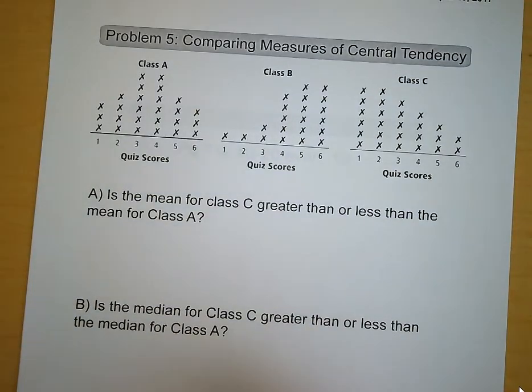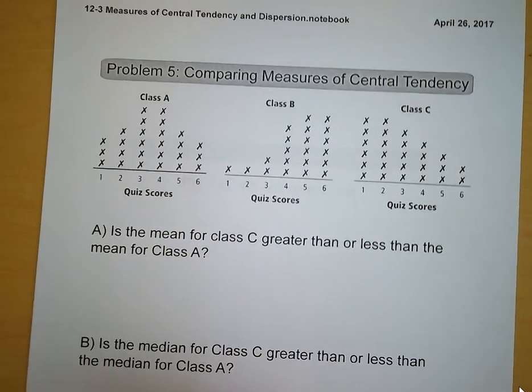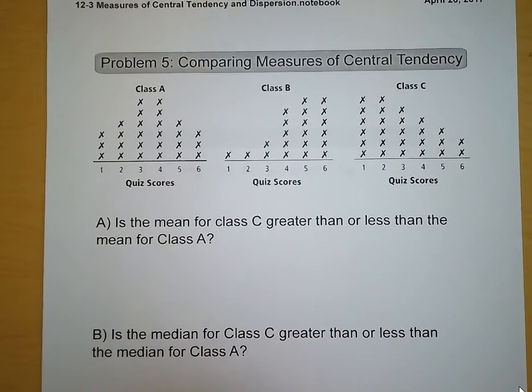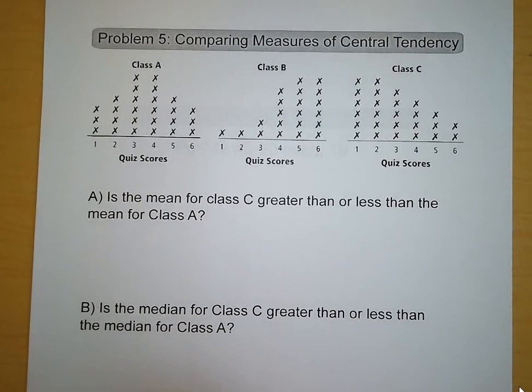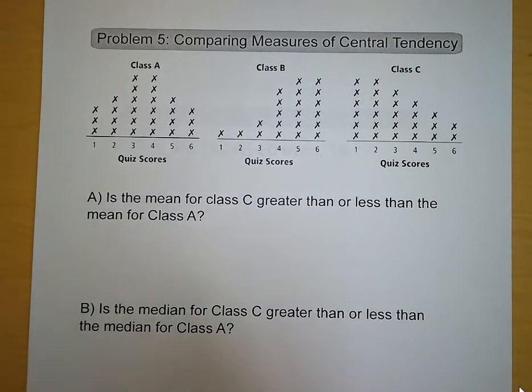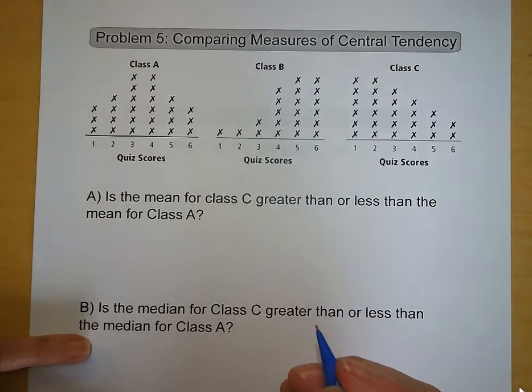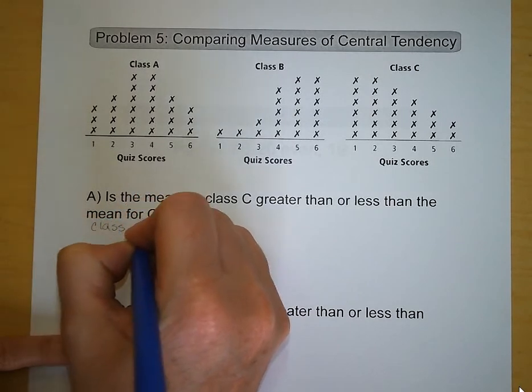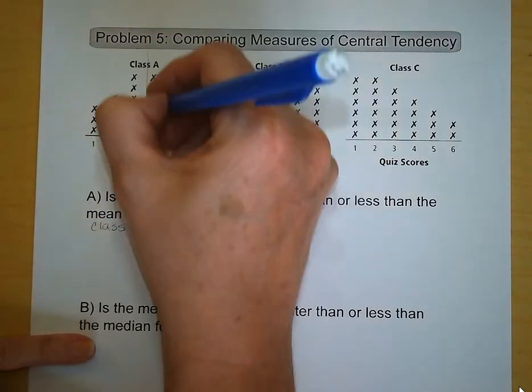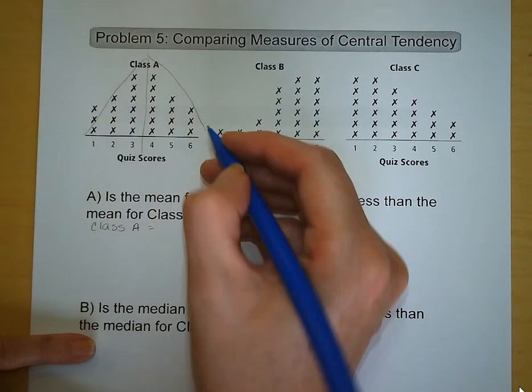Our last one, we want to just compare the measures of central tendency. Is the mean for class C greater than or less than the mean for class A? Well, let's look at our 3 sets of classes up there. Class A, that would be a symmetric graph, very clearly broken down the middle.